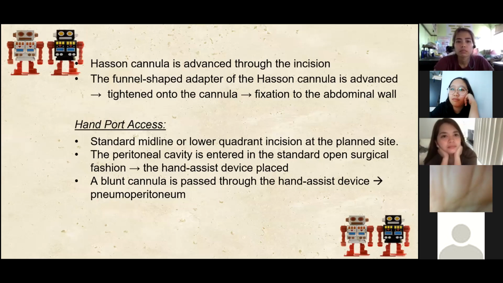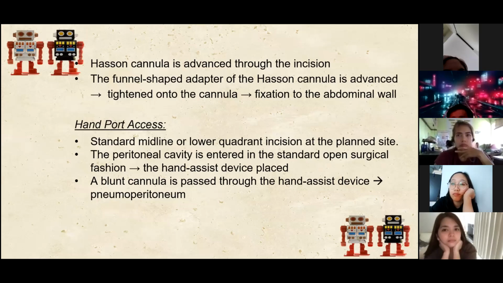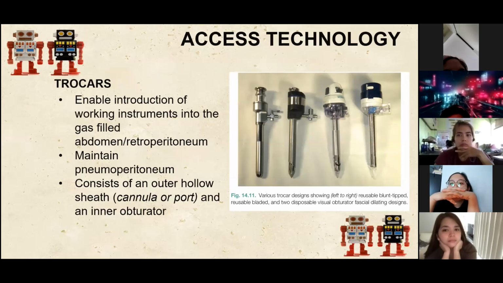So for your hand port access, the pneumoperitoneum can be obtained before or after making the hand port incision. It begins with making a standard midline or lower quadrant incision at the planned hand assist site. The peritoneal cavity is entered in the standard open surgical fashion, and then the hand assist device is placed according to the manufacturer's instructions. And then a blunt cannula is passed through the hand assist device and a pneumoperitoneum is established.